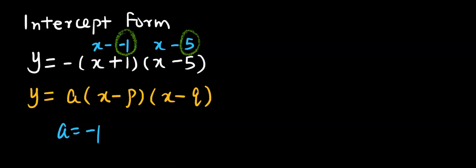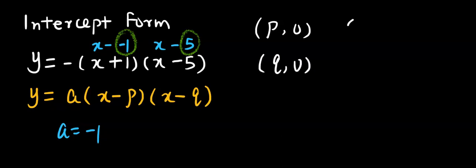All right, once we located what p and q are, we're able to write the two x-intercepts. p is negative 1. Remember, one of the points is (p, 0), the other one is (q, 0). They're our two x-intercepts. Since p is negative 1, we can write down this x-intercept as (negative 1, 0). And the other one is (5, 0).